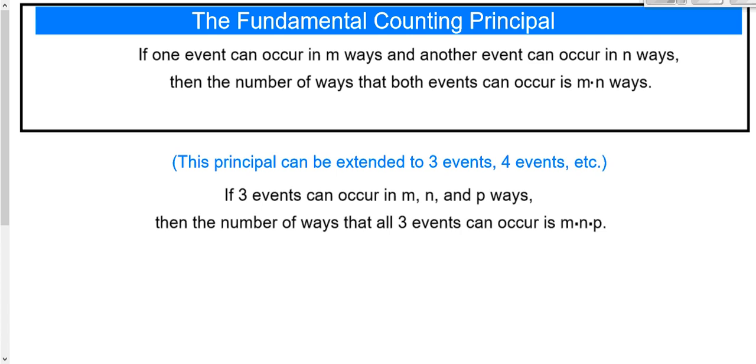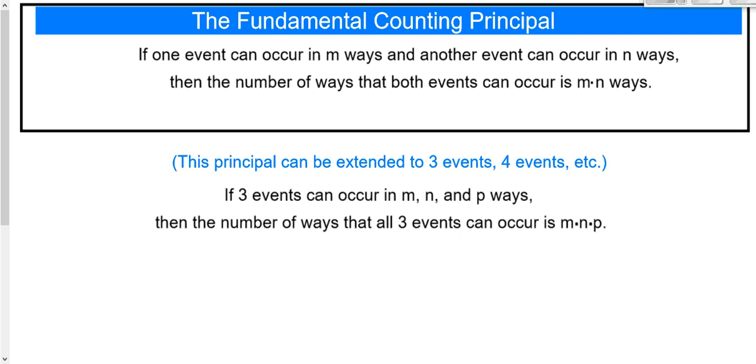Now you can extend this beyond two events. So the example we just did had three events. Wearing jeans was an event. Lives are boring right now. Wearing jeans might just be an event. Wearing a t-shirt is an event, and wearing a sweatshirt is an event, and we put all those together. We had three events. Boy, imagine if you wore a hat. Now that would be a good time.